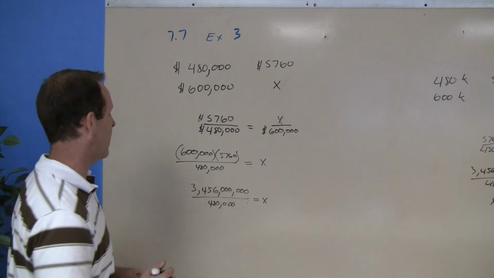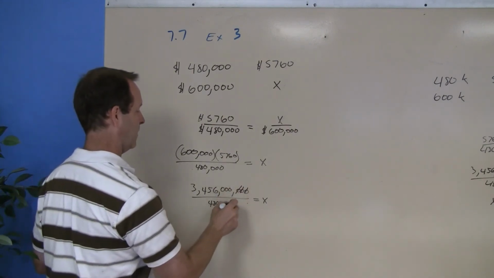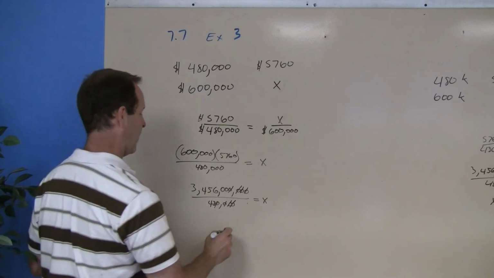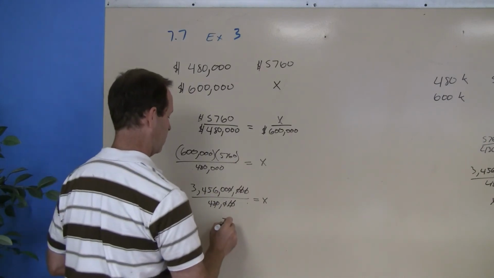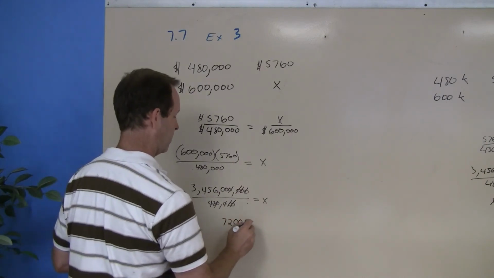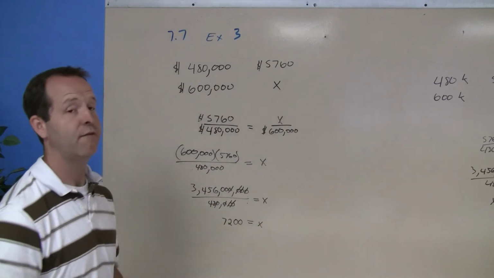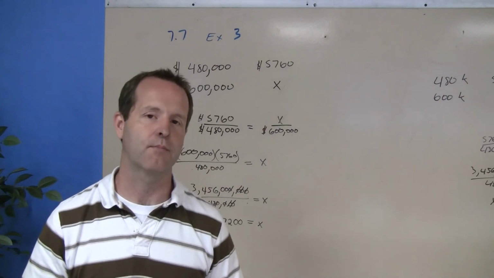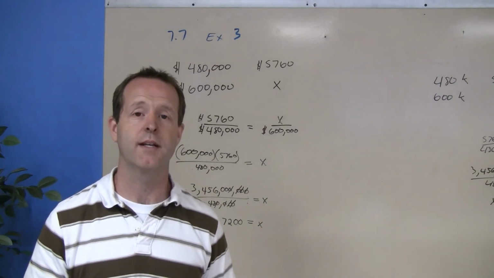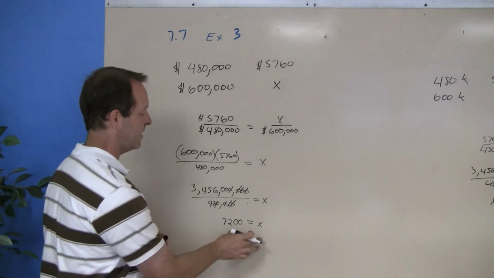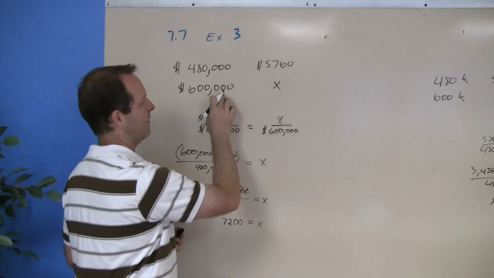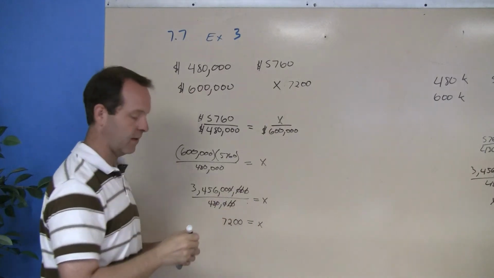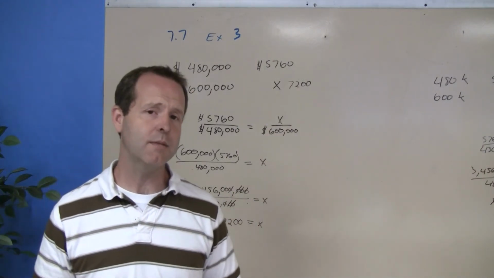I divide those guys out. I can cancel those zeros. Cancel that zero, divide that by 48, looks like I get 72,000 equals x. So I found out what x equals. x equals 7,200. But I have to go back and look at the problem and understand what it represented. And what it represented was the tax of the house of $600,000, assuming that I'm using the same tax rate. And that seems to make sense.